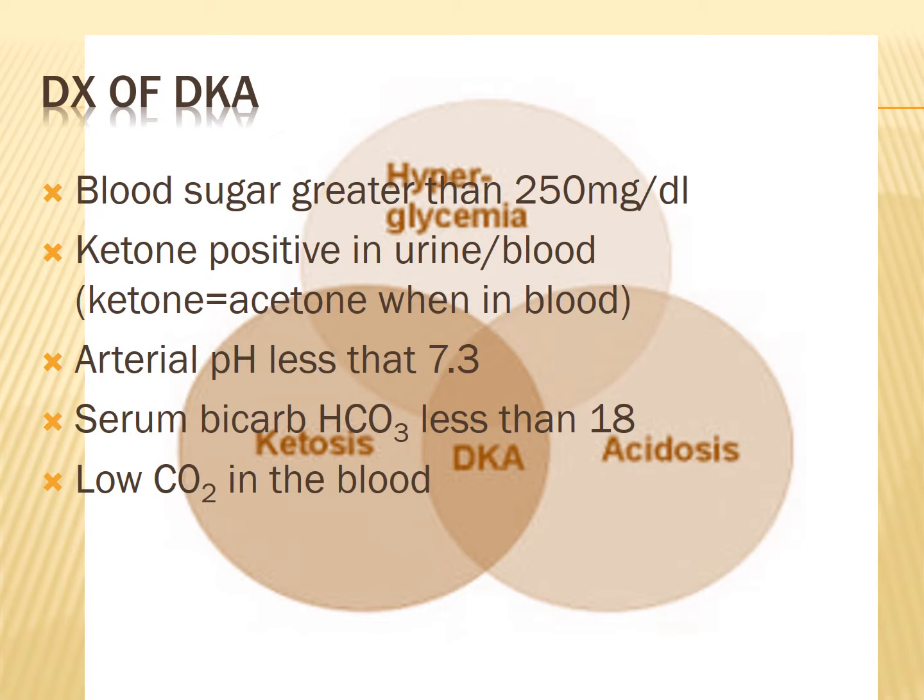Diagnosis of DKA, well, we will see a blood sugar of greater than 250 milligrams per deciliter. The urine will be positive for ketones, as will the blood, and ketones in the blood is registered as acetones. So our patient becomes acidotic. They have a pH of less than 7.3. Their serum bicarb is less than 18, and they have a low CO2 in their blood, so they have metabolic acidosis.